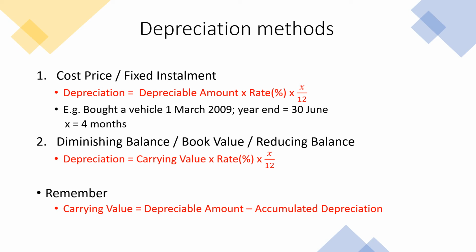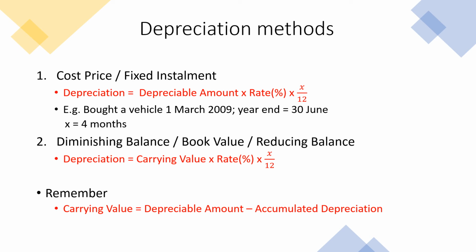Any subsequent year, X will always be 12. You can also look at it as X being the number of months between the last depreciation and year end. So for example, if I bought a vehicle on the 1st of March 2009 and my year end is the 30th of June, I've got March, April, May, and June to depreciate, so X will be 4 months.